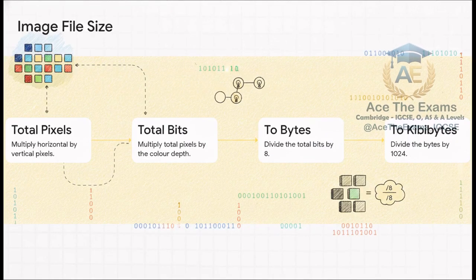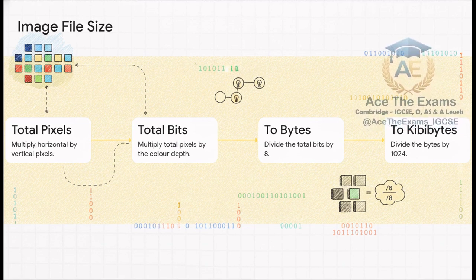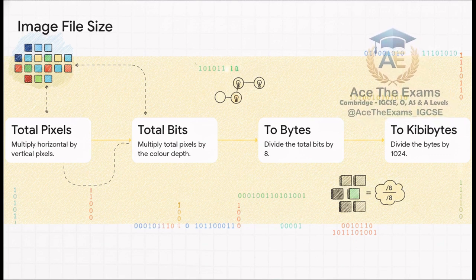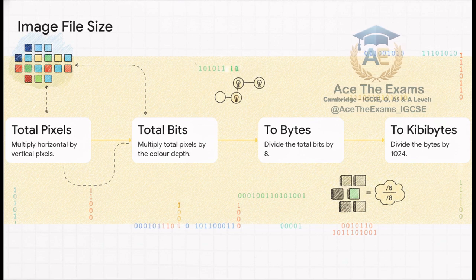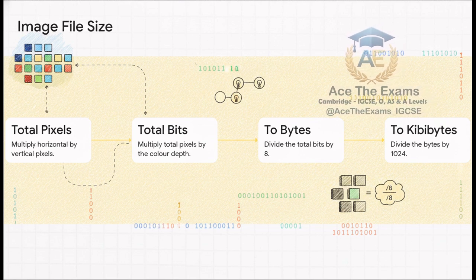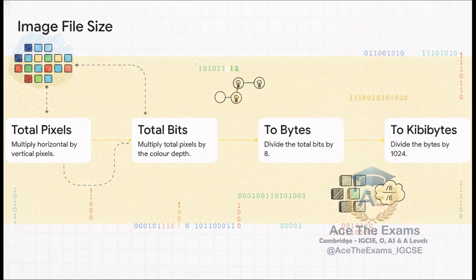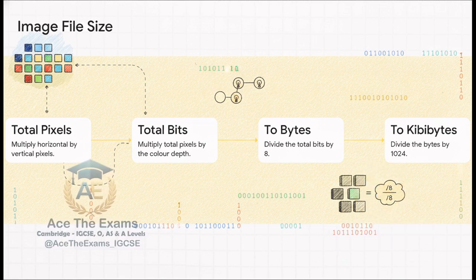And because it's all just math, you can actually calculate exactly how much storage a picture will take up using this simple 4-part formula. First, you multiply the horizontal pixels by the vertical pixels to get the total number of dots. Then, multiply that by the color depth to find the total bits. From there, you just divide by 8 to convert it to bytes, and finally divide by 1024 to get your final file size in kibibytes.